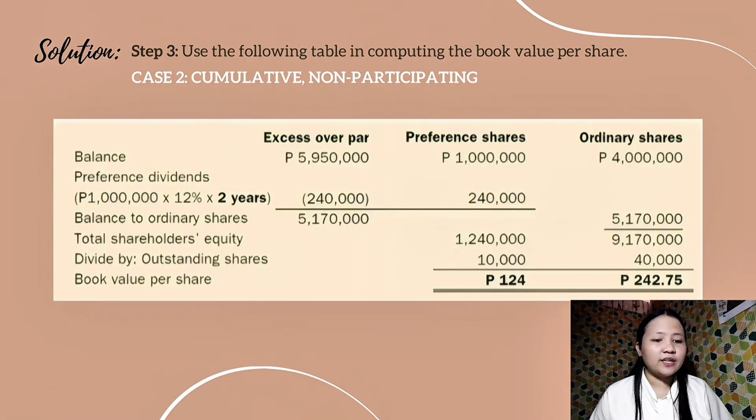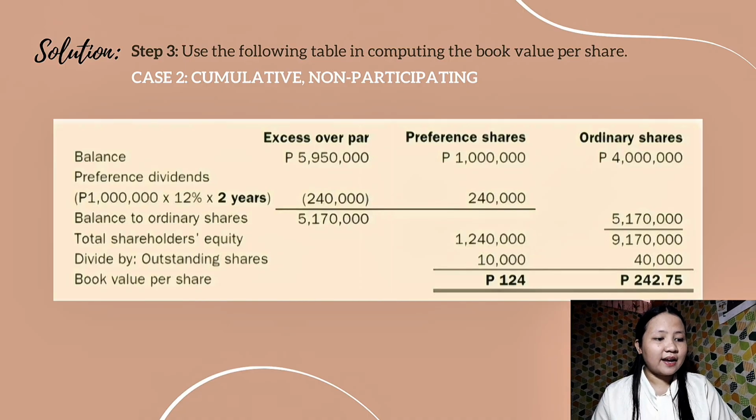So next condition, we will be solving case number 2, the cumulative and non-participating dividend right. Since it is cumulative, it is entitled to the dividends in arrears. And since it is non-participating, it is still entitled only to the fixed rate amount, which is 12%. So the same process: we reflect all the balances, then the preference dividends. If you notice, 2 years are indicated because the problem says the company declared dividends up to 2019. In 2020 and 2021, the company did not declare dividends.